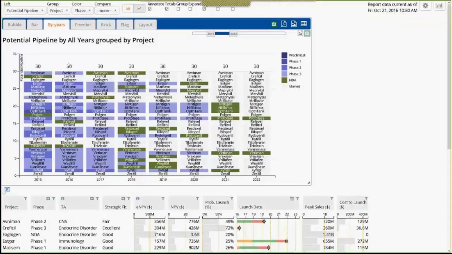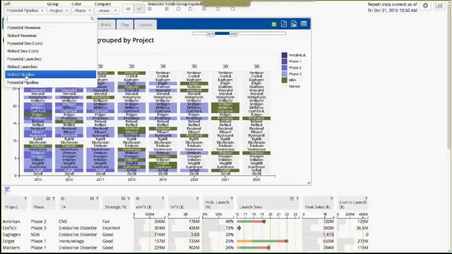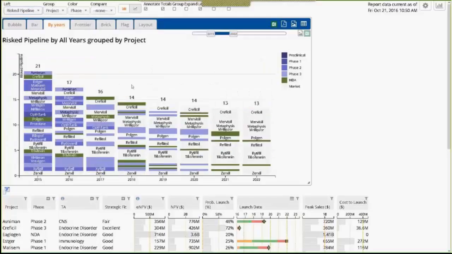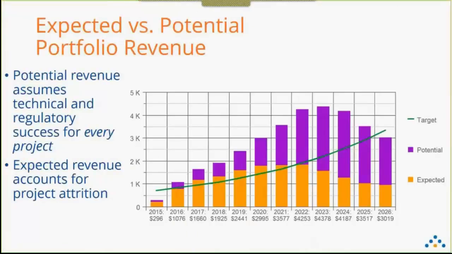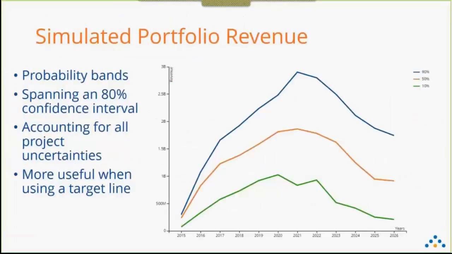And now we can take this one step further, instead of just looking at the progression by phase over time, and look at a risk diversion. And now we can see the number of projects in the pipeline or successfully launched into the market on a risk-adjusted basis. Views here: expected versus potential revenue for the portfolio versus a target, where potential revenue is going to assume success. Expected revenue will look at success as uncertain. And then simulated portfolio revenue for the entire portfolio with probability bands.